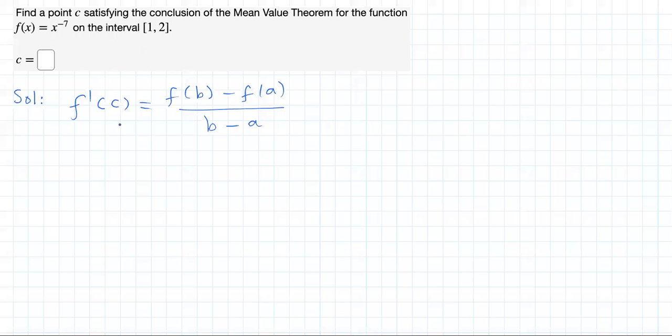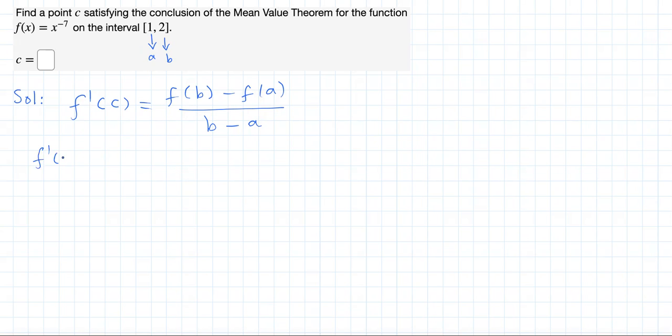At some point, the derivative should be equal to the average value of the function. This is going to be our a, this is going to be our b. So somehow we have to find a c between 1 and 2, satisfying this condition, right? Let's start with the derivative.